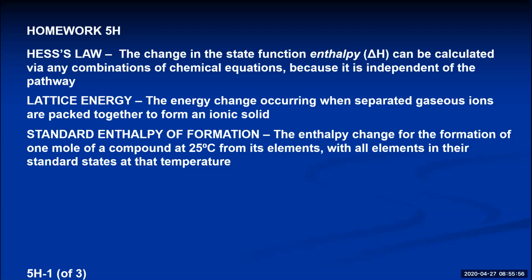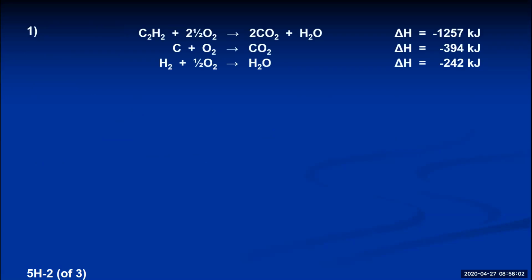Number 1: given the heat of combustions for the following combustion reactions, calculate the enthalpy change for the reaction 2C plus H2 yields C2H2. We're going to perform this by Hess's law, where we take the 3 combustion reactions given above and make them add up to make the overall reaction 2C plus H2 yields C2H2.